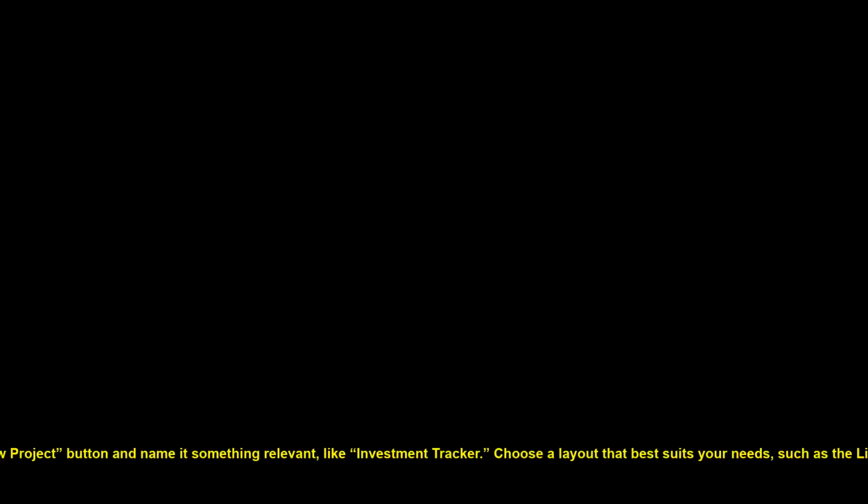Now, create a new project specifically for your investment strategy. Click on the New Project button and name it something relevant, like Investment Tracker. Choose a layout that best suits your needs. Next, start adding sections to categorize your investments.